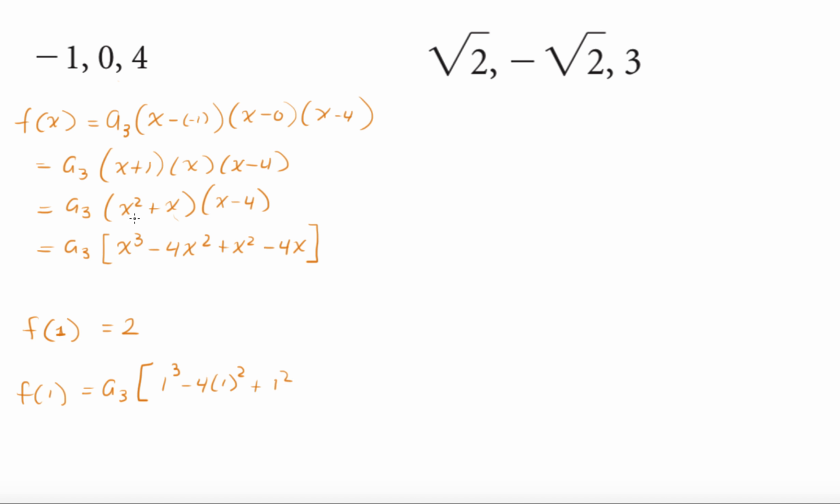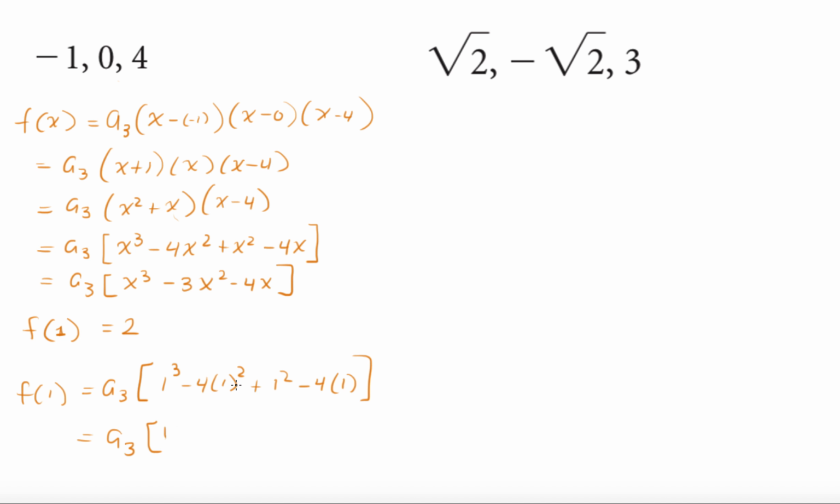Oh, I just realized, oh no, minus 4x. 4 times 1. We're good. It's just I could simplify this even further. I just noticed that. So x cubed minus 3x squared minus 4x. Sorry about that. Okay, now 1 cubed is 1.